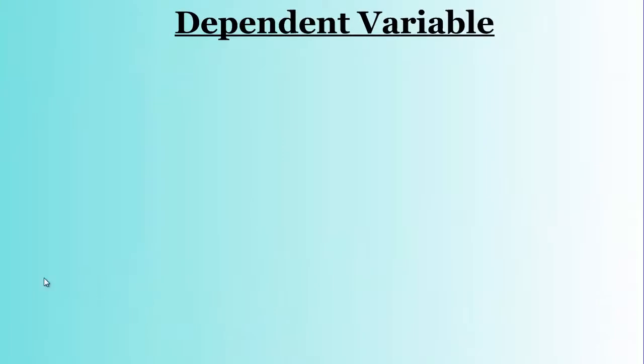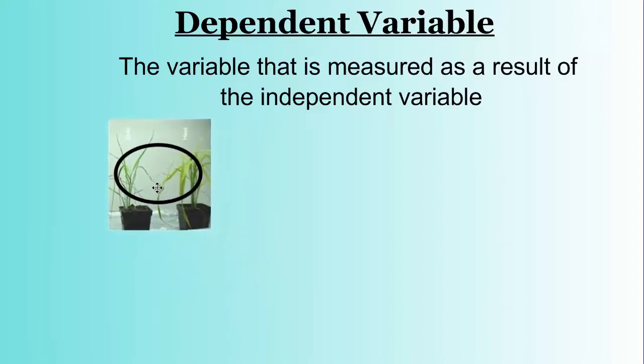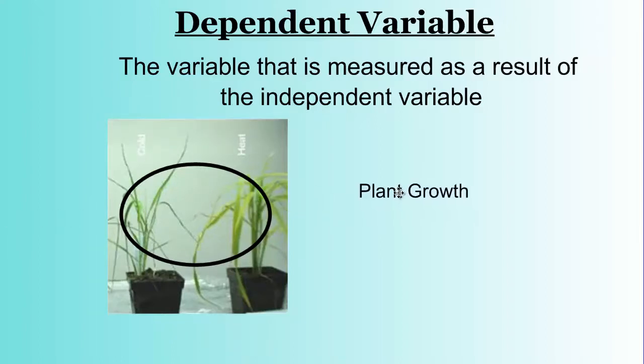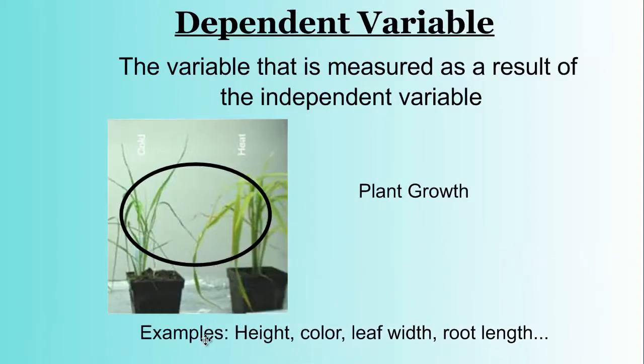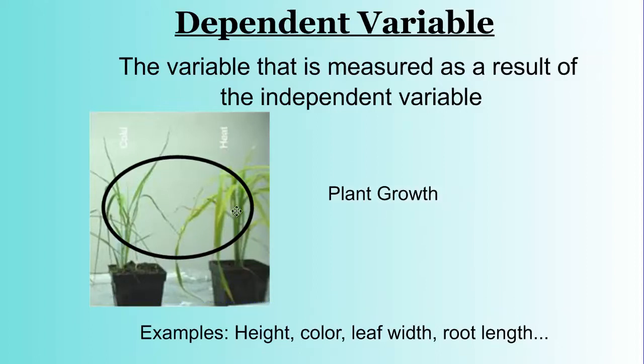The second variable that you need to consider in an experiment is the dependent variable. This is the variable that is measured as a result of what happens or what you do to the independent variable. So looking back at our plants again here, I'll make this a little bit bigger. Now we've circled the part of this experiment that is the dependent variable. You change the temperature as the independent variable, and then you measure the growth in the plants. So there's a lot of different ways you could measure the plant growth in this picture. We could look at the height of the plants, the color, the leaf width, the root length. There's many different dependent variables you could measure, but we can clearly see that there has been a change as a result of the independent variable.